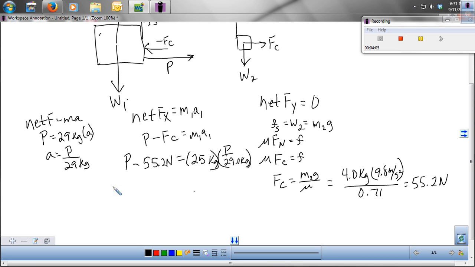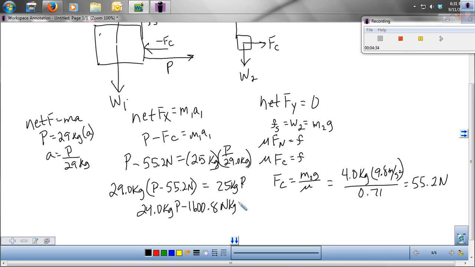Okay, so I'm going to get rid of that 29 by multiplying both sides by 29 kilograms. So P minus 55.2 is going to stay in parentheses. Have a P on both sides, so I need to get them together. So 29 kilograms times P minus 1600.8 newton kilograms is equal to 25 kilograms P. So when I bring the P's together, I'm going to have 4.0 kilograms P is equal to 1600.8 newton kilograms. Kilograms will cancel. Divide by 4 to get a value for P.